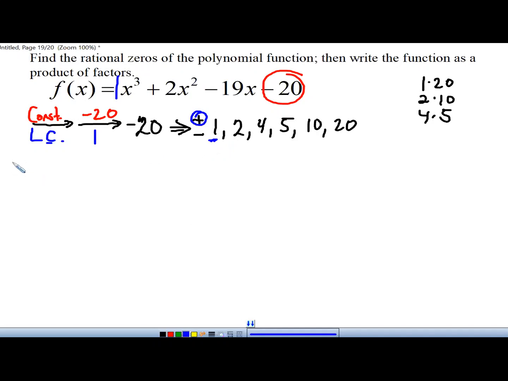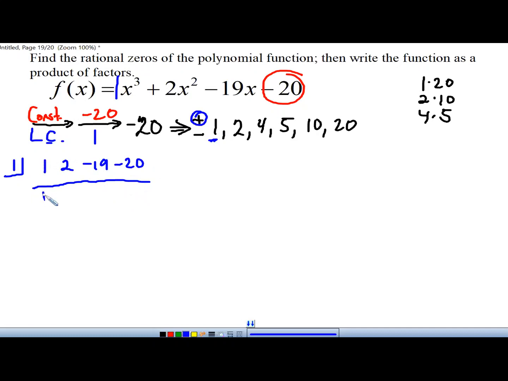You're like, oh, I see. So I'm going to put a 1 here. That's positive 1. And I'm going to divide this using synthetic division. So what are my coefficients? 1, 2, negative 19, and negative 20. It's going to go a little bit faster because we already did the practice, didn't we? Yeah, so look up.